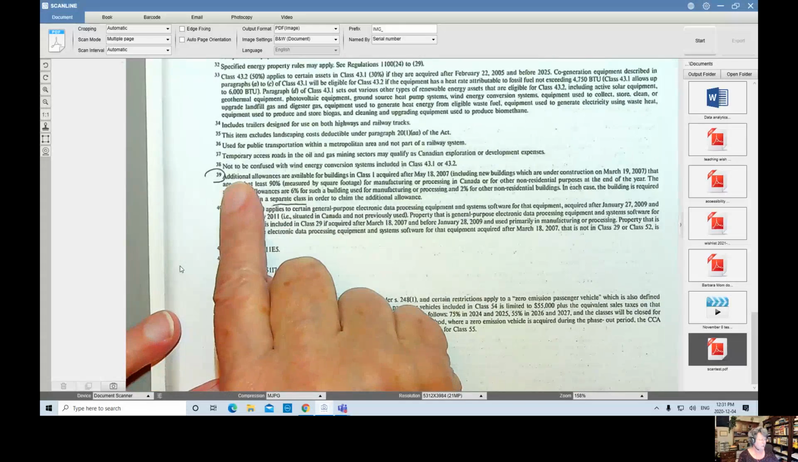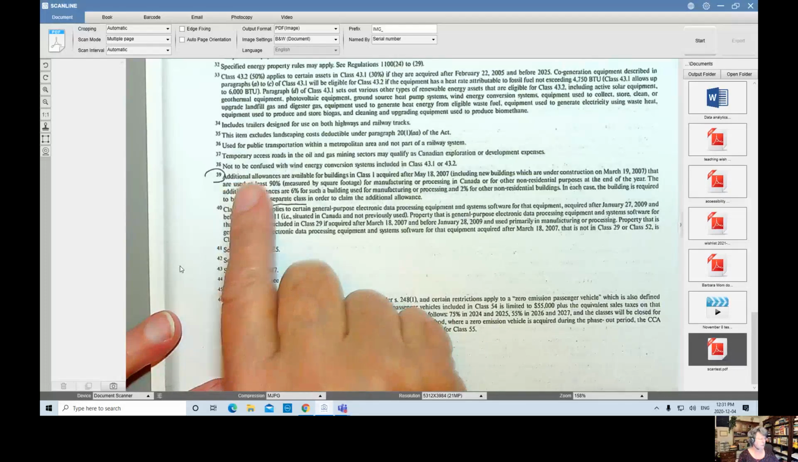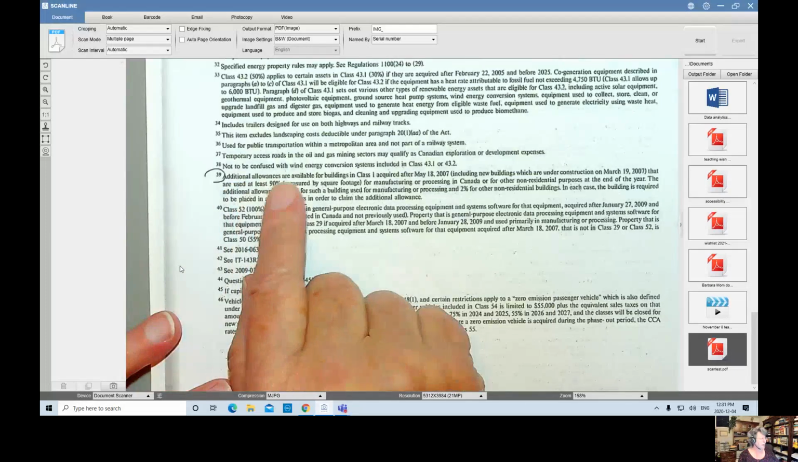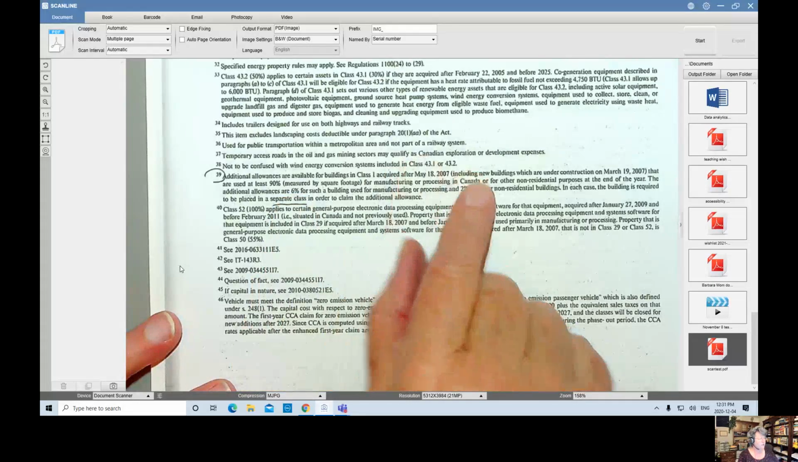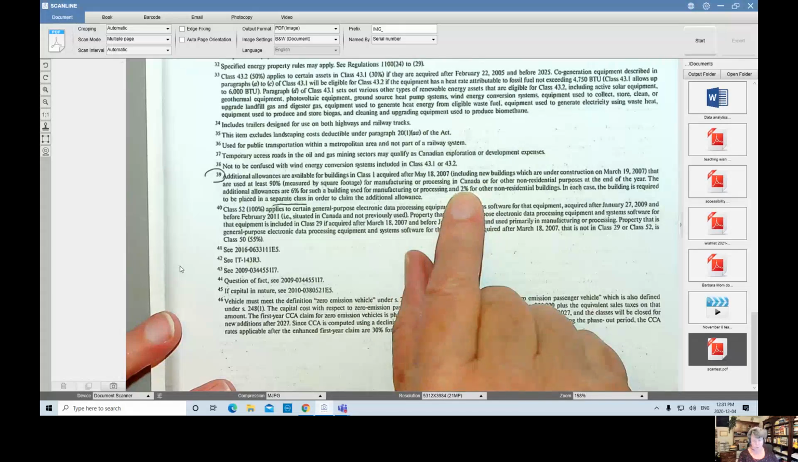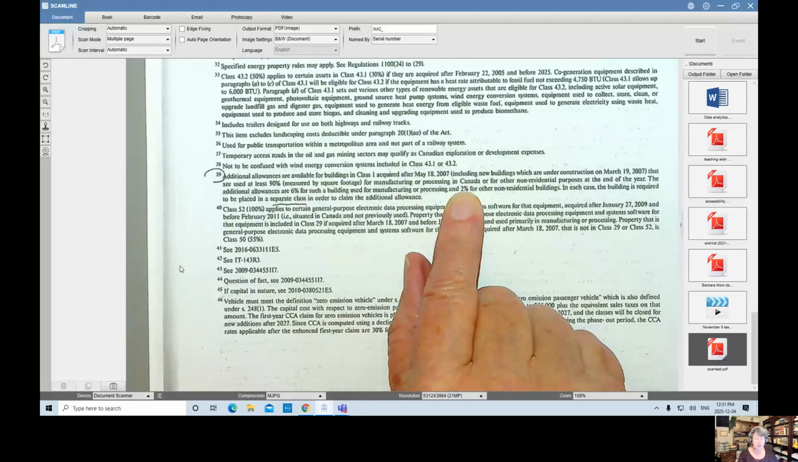So the basic rate for class 1, this is what buildings are in, is 4%. But if we have a manufacturing building, 90% used for manufacturing, we get to add an extra 6%. So in fact, the CCA rate for a building used to manufacture or process is 10%, not 4. And if we have a building that's used for other non-residential purposes, maybe a warehouse, something of that nature, we have a 6% rate, the original 4% for class 1 plus the 2%.